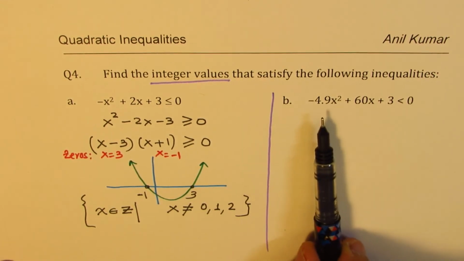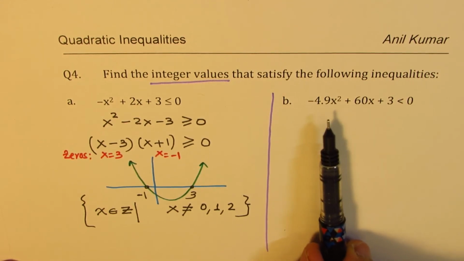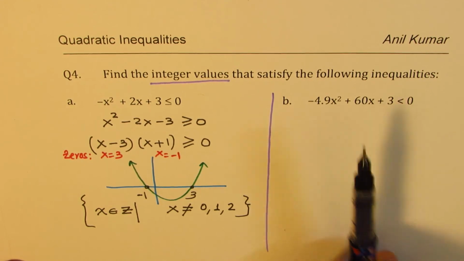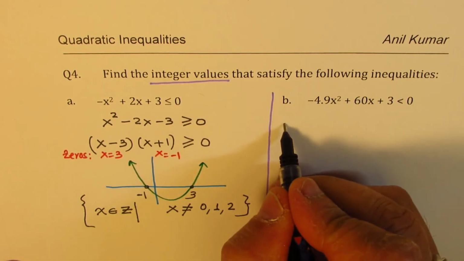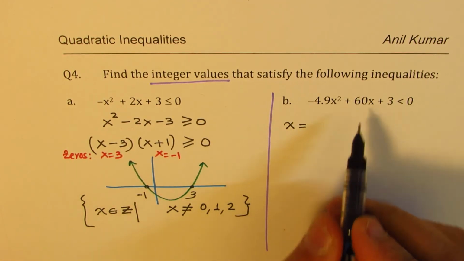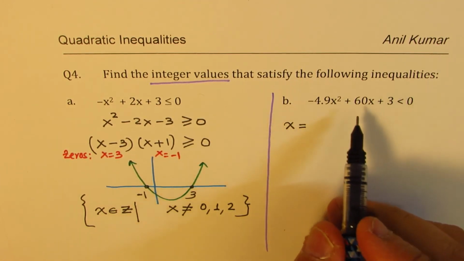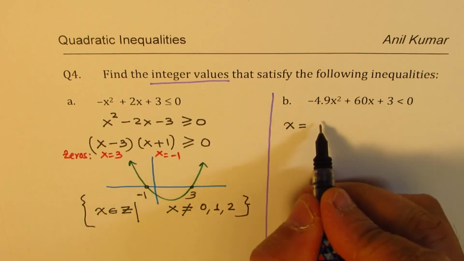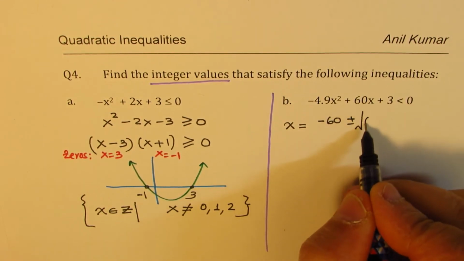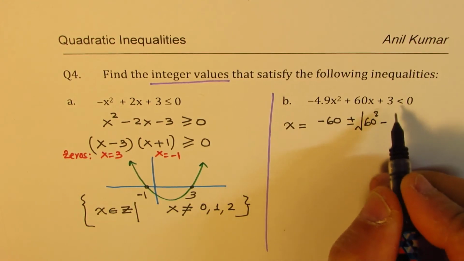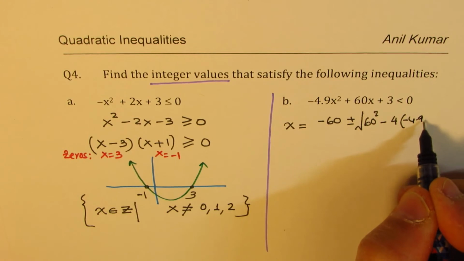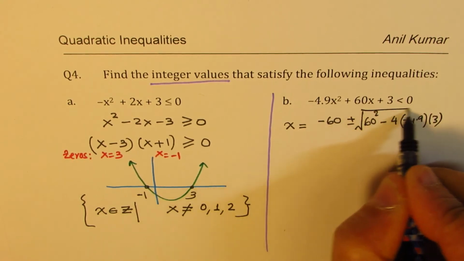Now in the next one, we cannot factor it easily. Well, you might, but we cannot. So we will use the quadratic formula. So let's find the zeros using the quadratic formula. So x is equal to minus b. Let me write it down, so minus b will be minus 60, right? Plus minus the square root of b squared, which is 60 squared, minus 4ac, that is 4 times a, which is minus 4, times 9, times 3, right?